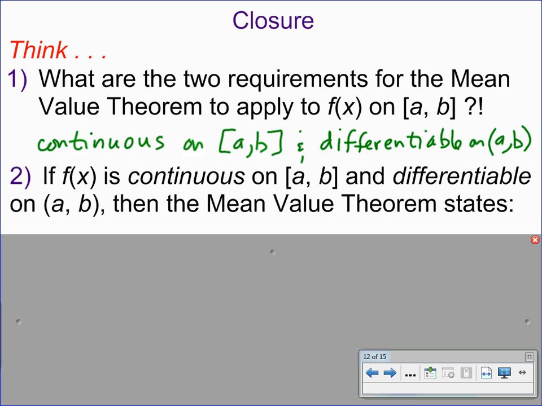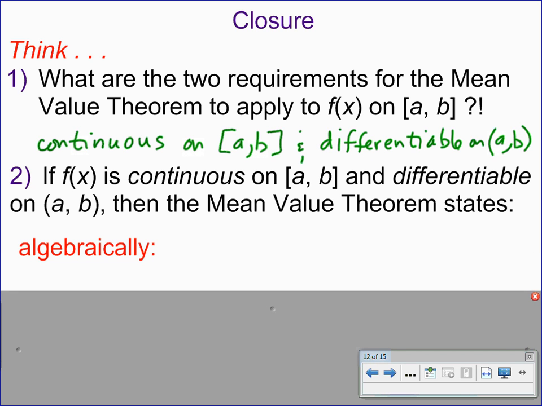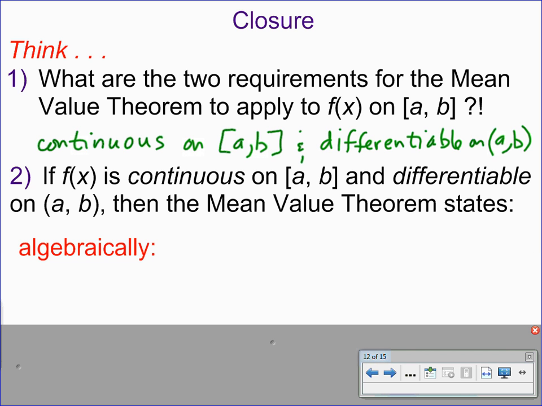Awesome. So if I do have those requirements, thank you, Tess. If f is continuous on a to b and differentiable on a to b, then the mean value theorem states, algebraically, there must be some x equals c on my interval a to b such that f prime of c, the slope of the tangent line to the curve, is equal to f of b minus f of a all over b minus a, the slope of the secant line connecting the endpoints.